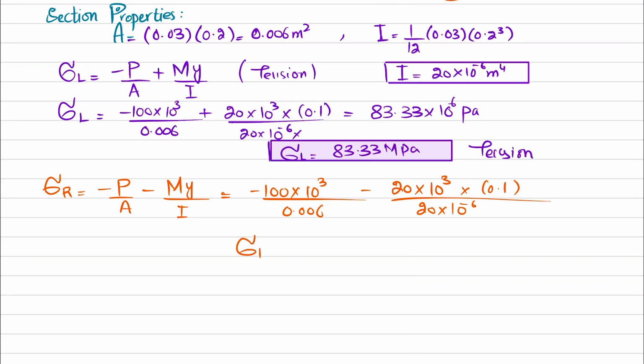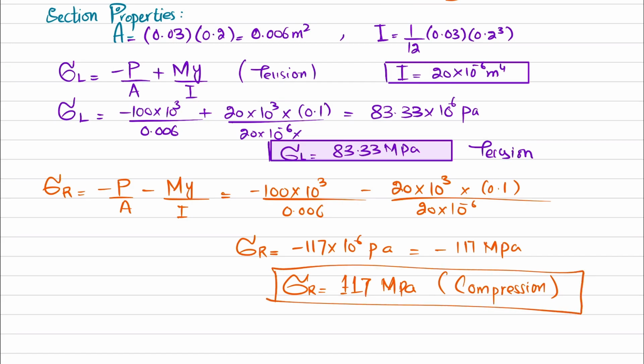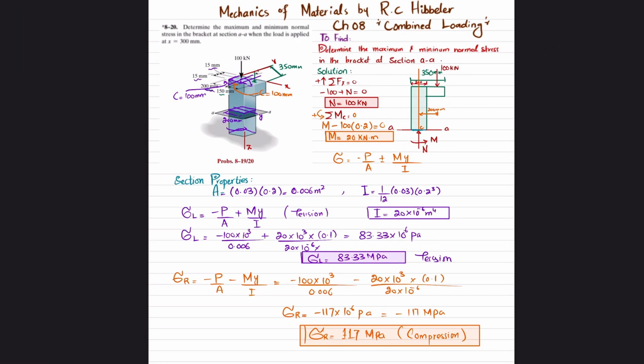So when you solve this, you will get the stress at the right side equal to minus 117 into 10 raised to power 6 Pascal, or you can say minus 117 megapascal. Since this value is negative, you can see 117 megapascal is the stress value at the right side, and that is in compression. So these are the answers of this question, which is problem 8-20.